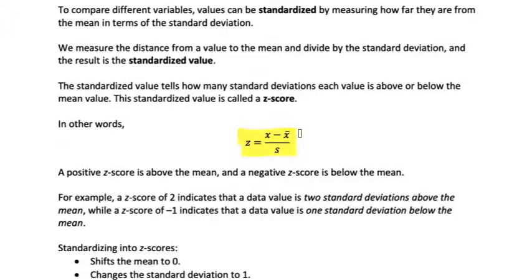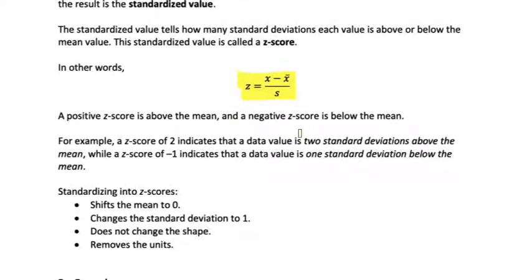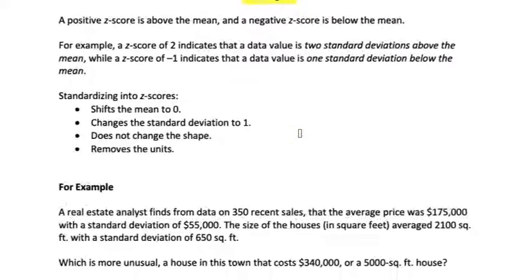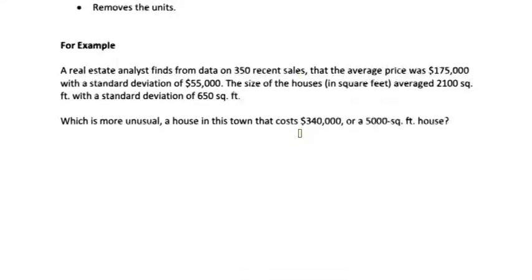So if we get a z-score of positive 2, that means that our data value is 2 standard deviations above the mean. A z-score of negative 1 means that our data value is 1 standard deviation below the mean. So when we make z-scores, the mean of z is 0, the standard deviation is 1, and z-scores do not have units. So in this example, we have some data from house sales.